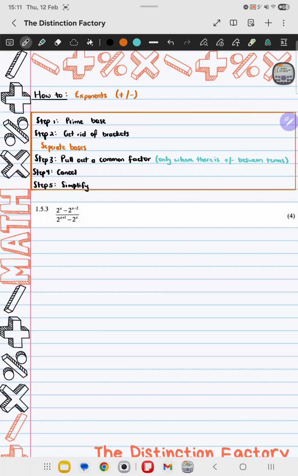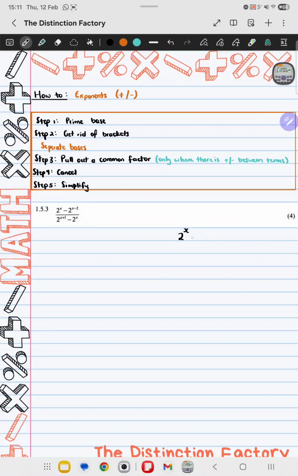Then we can go over to our makeshift step, which is to separate our bases. So in order to separate bases, let me just explain a little side note on how that works. Usually, when we are multiplying things with the same base, we tend to add the exponents together. So this gives us x to the power of 5. Just another little example on how to do it.